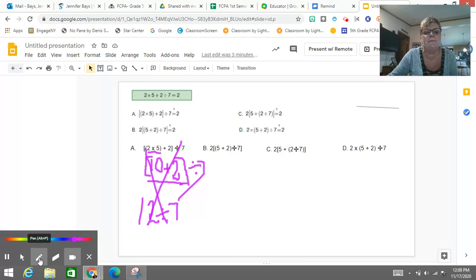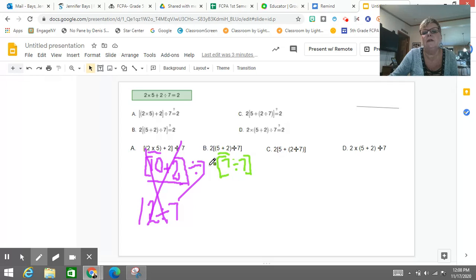Now let's go to B. I've got a bracket here. I'm going to do that first, but inside the bracket there's a parenthesis. So I'm going to do the parentheses first. 5 plus 2 is 7. Divided by 7. Keep my brackets there, because all I've done so far is that one little parenthesis. You can keep my 2. Now it's 7 divided by 7.